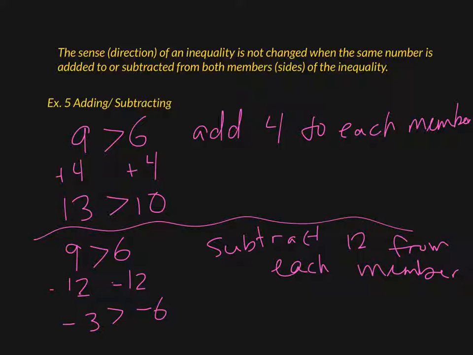Notice how the inequalities are the same. Like for instance, we added 4 on each side. It's still a true inequality, except instead of 9 is greater than 6, we have 13 greater than 10. And instead of 9 greater than 6, we have negative 3 greater than negative 6. So we're not really changing the sense of it. We're just adding something to both sides. It would make more sense when we're dealing with x, which we'll get to in a moment.